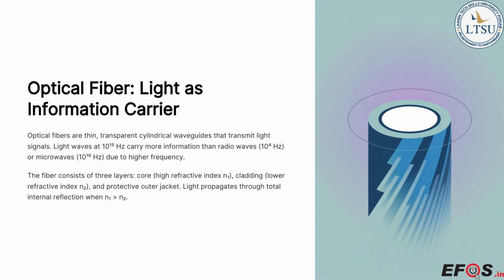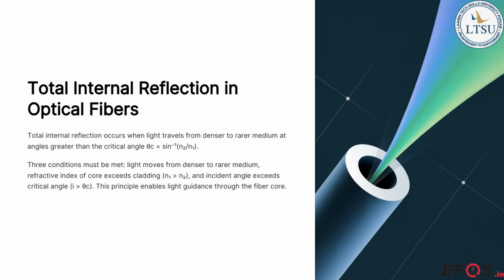The fundamental principle of light transmission here is total internal reflection, which only occurs when the core index is greater than the cladding index, n1 > n2. Let's look closer at total internal reflection, TIR. TIR is what keeps the light trapped inside the fiber core. It happens when light moves from the optically denser medium, core, to the rarer medium, cladding.